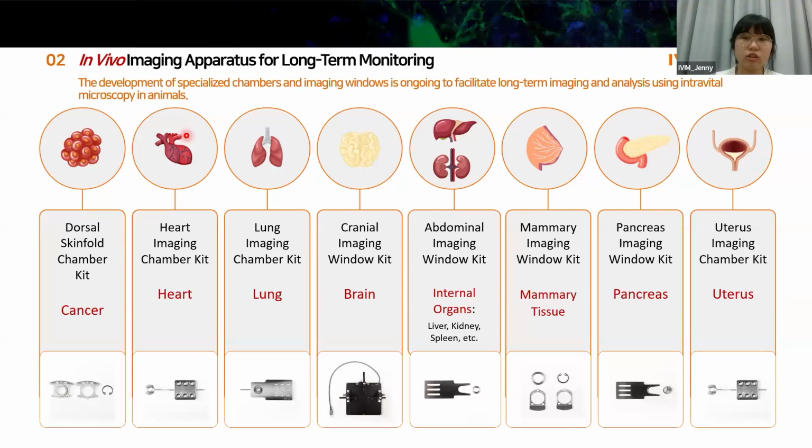The current slide here shows examples of some of the most widely used window and chamber designs of IVM Technology. If your research focuses on a specific organ or requires specialized conditions, we are happy to assist with the custom development and optimization of imaging windows and chambers tailored to your experimental needs. If you're interested or have any inquiries regarding this, please feel free to reach out to us to discuss further on how we can support your research goals.